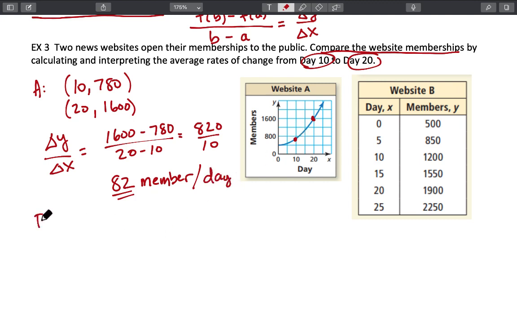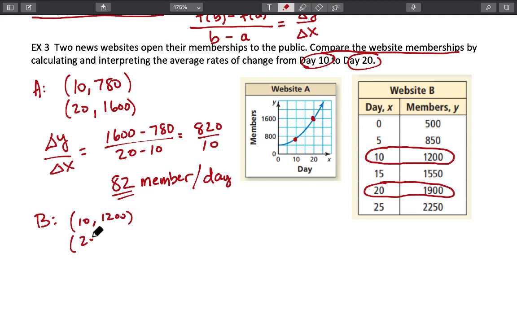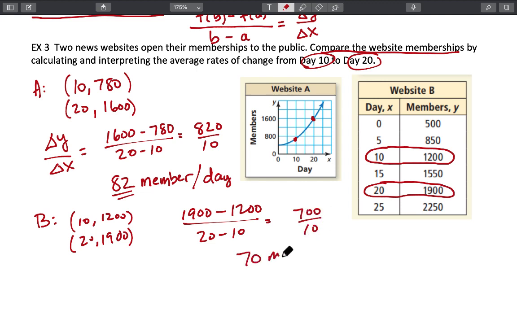All right, let's look at website B now. And website B is laid out in a table of values for us. And remember, we're going to go from the average rate of change of day 10 to day 20. So here are our 2 data points. We'll write them out as coordinates, as ordered pairs. And now we'll do our average rate of change, which is simply calculating the change in y over the change in x. So 1900 minus 1200 divided by 20 minus 10. That's going to result in 700 over 10, which is 70 members per day.